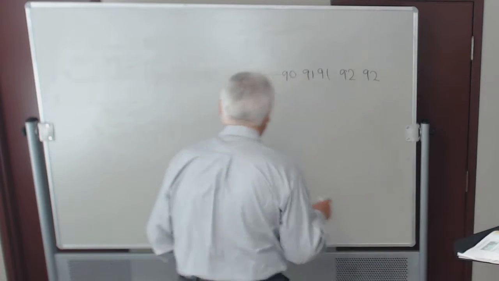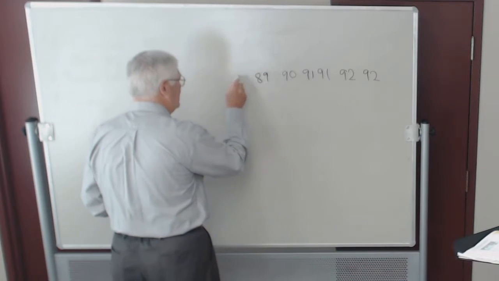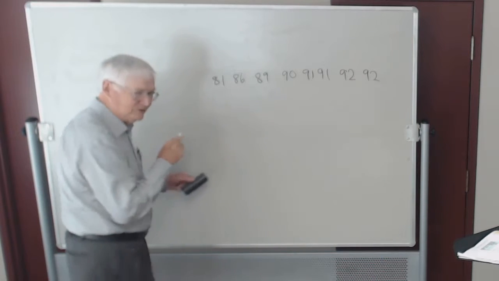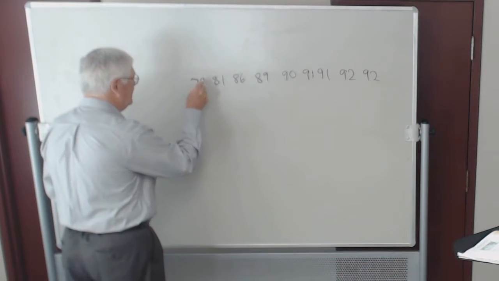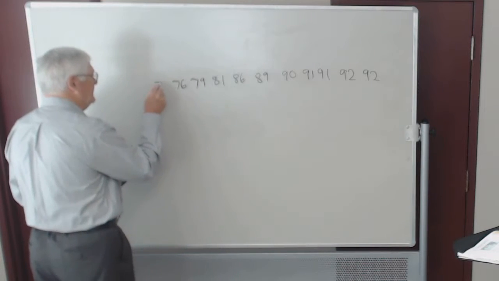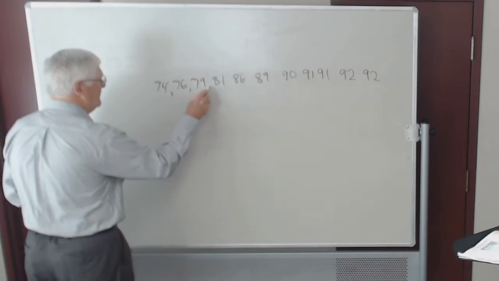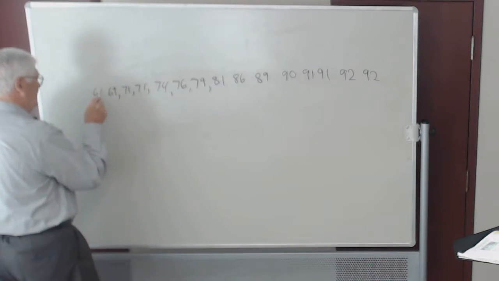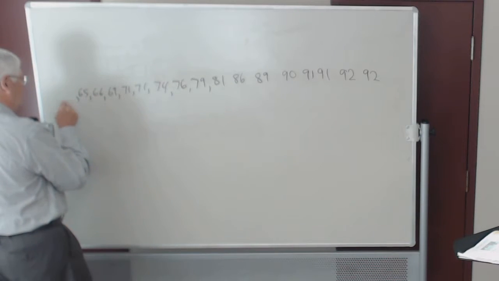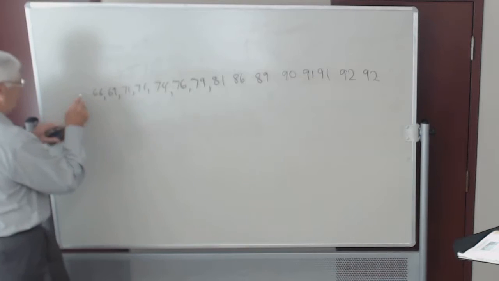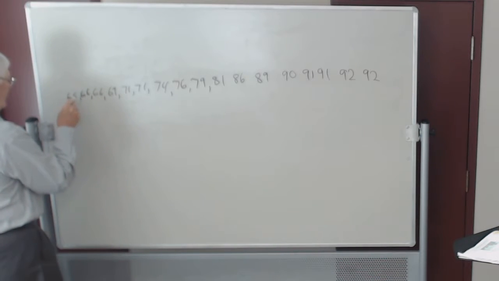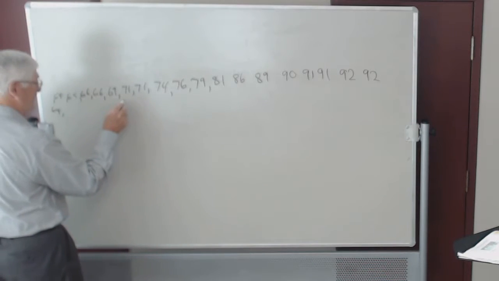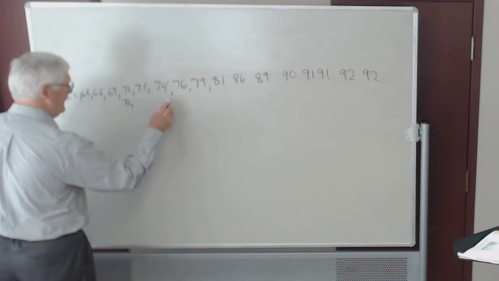89. And then 86. 81. 79. 76. 74. 71. 69. 66. 65. 66. Uh-oh, I need another 66 in here, don't I? 64. 64. 71. 75. I need another 71 and a 75.